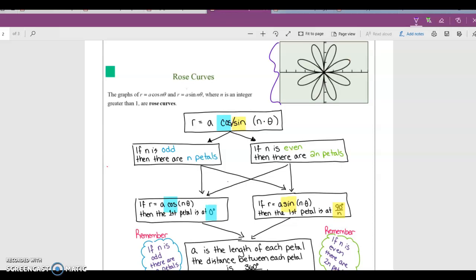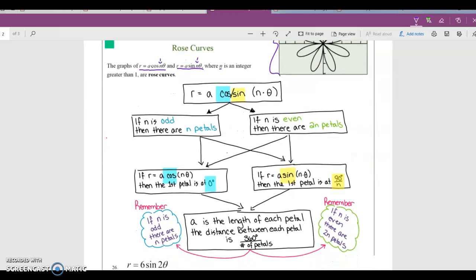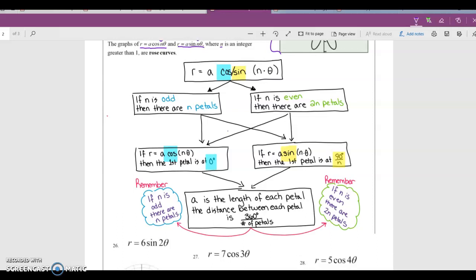So a rose curve is when you have a function or an equation that is r is equal to a cosine of n theta, or r is equal to a times sine of n theta. The difference between these and circles is that you have that n in there, where n is an integer greater than 1. So for rose curves, this flowchart is your best friend.